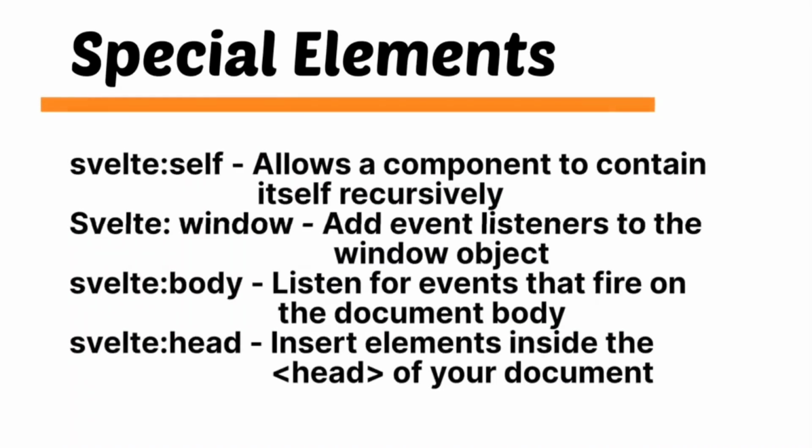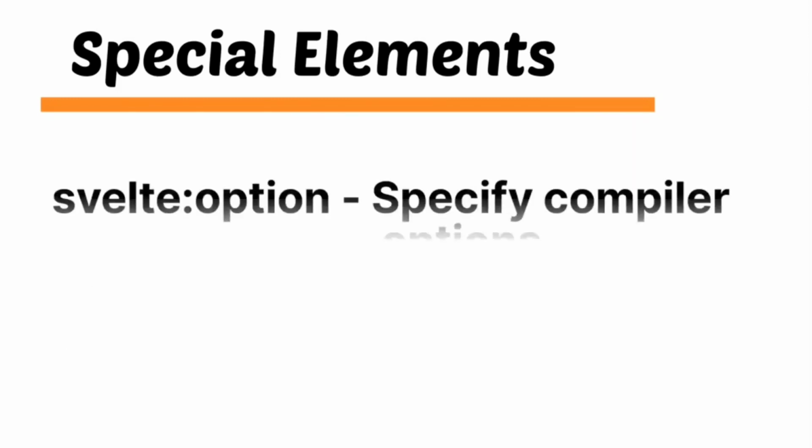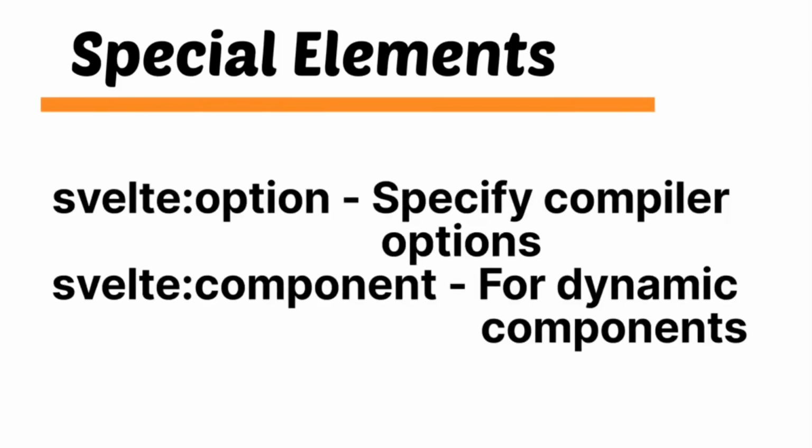We have svelte:self, which allows a component to contain itself recursively. We have svelte:window, which lets you add event listeners to the window object, and svelte:body, which lets you listen for events that fire on the document body. We then have svelte:head, which allows you to insert elements inside the head of your document. Lastly, we have svelte:options, which lets you specify compiler options.